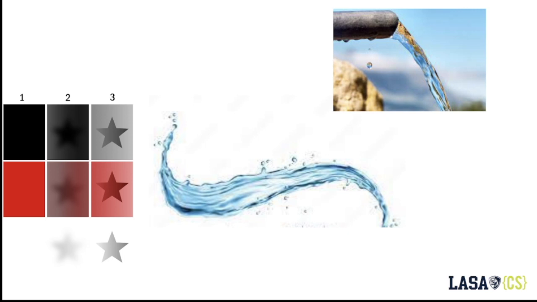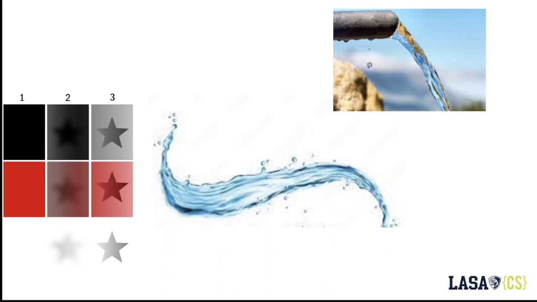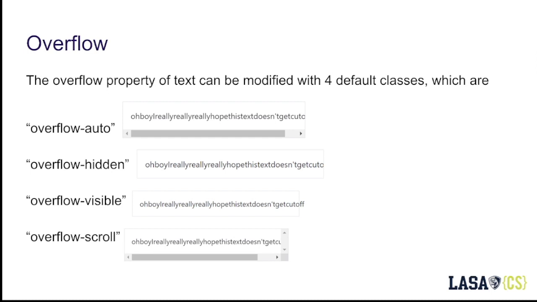Alright, some other utilities include overflow and opacity. The overflow property of text can be modified with 4 default classes, which are overflow-auto, which cuts off the text but makes it scrollable horizontally, overflow-hidden, which cuts off the text and doesn't make it scrollable, overflow-visible, which doesn't cut off the text, and overflow-scroll, which cuts off the text both horizontally and vertically and makes it scrollable both ways.